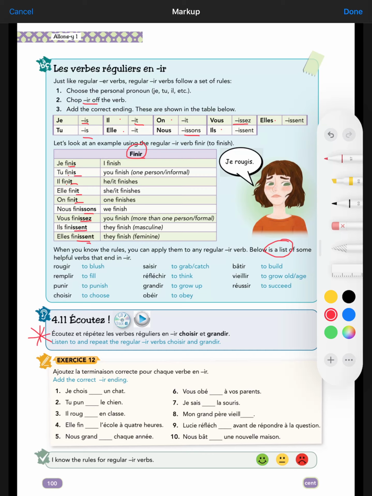I'll just read through finir for you anyway. So je finis, tu finis, il, elle, on finit. They all sound the same. Nous finissons, vous finissez, ils, elles finissent. Okay, and you remember the E and T is never pronounced. So in the last part there, you're just going as far as the S's. Finissent.